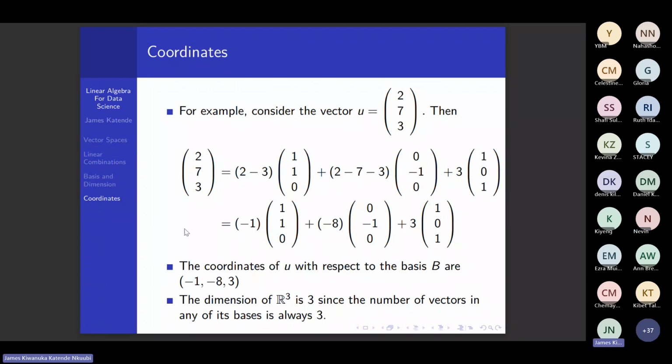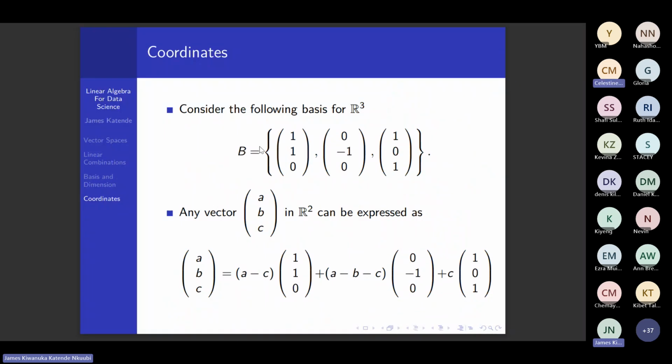So now once you work this out, we've been able to write this vector 2, 7, 3 as a linear combination of these vectors in the basis. So these coefficients are what I will call the coordinates of the vector 2, 7, 3 with respect to this basis. The basis is here, this basis B. And this is the formula we use for computing the coordinates for any vector in R3.